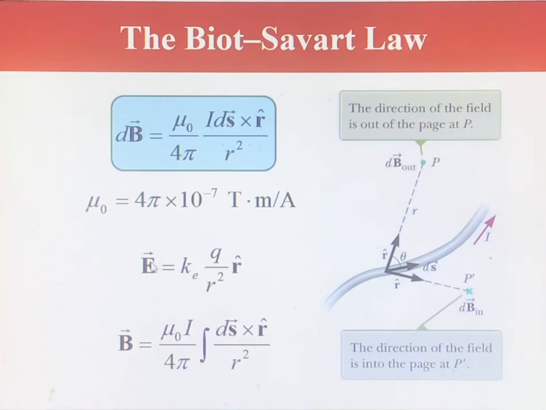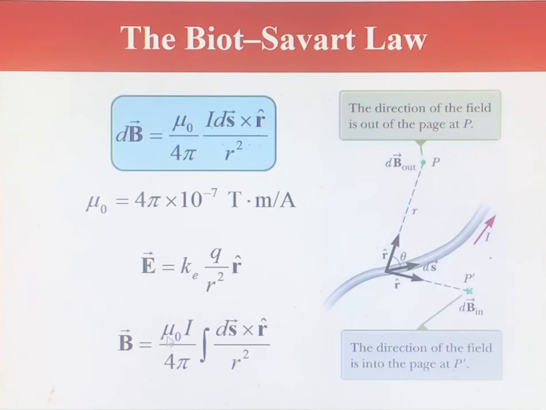If you remember, we said that an electric field can be produced from a charge. If I know what the charge is, I can calculate the electric field at any point, where R is just the distance from the charge to the point where I'm interested in, and R hat is the unit vector. So I can calculate the magnetic field using this equation here.